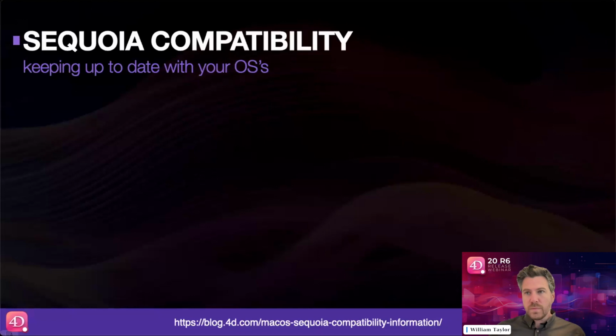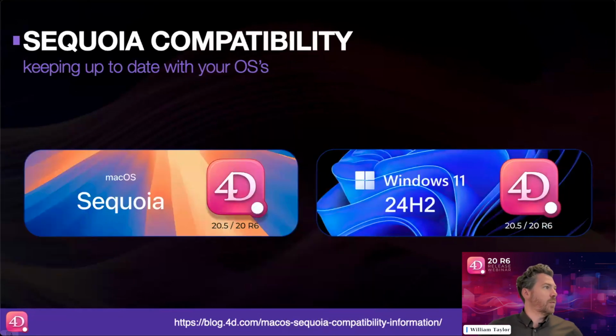First off, as you may know, Sequoia came out about a month and a half ago, and we'd like to say that 4D is keeping up with the faster and faster release cycle for operating systems. So 20.5 and 20R6 are Sequoia certified, and also Windows 11 24H2 certified. That's really good. So you can feel free to use the latest versions of 4D. If your end users get a new computer, you don't have to worry about the operating system that's on it.